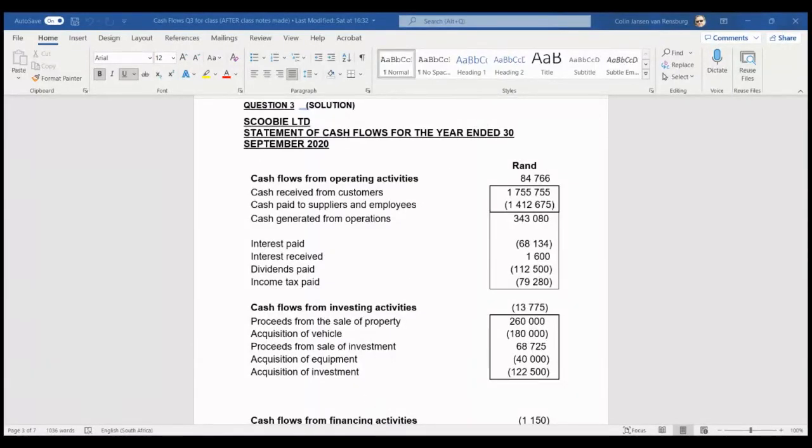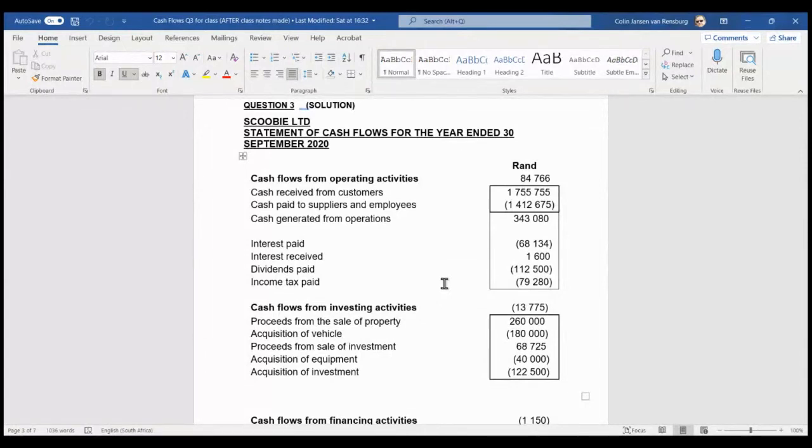So let us just have a brief look where we finished last time, ladies and gentlemen. You know that we finished the note that reconciles profit before tax with cash generated from operations. We also discussed the reasoning behind that. We finished the operations section. We finished the other operating section, or other operating activities.